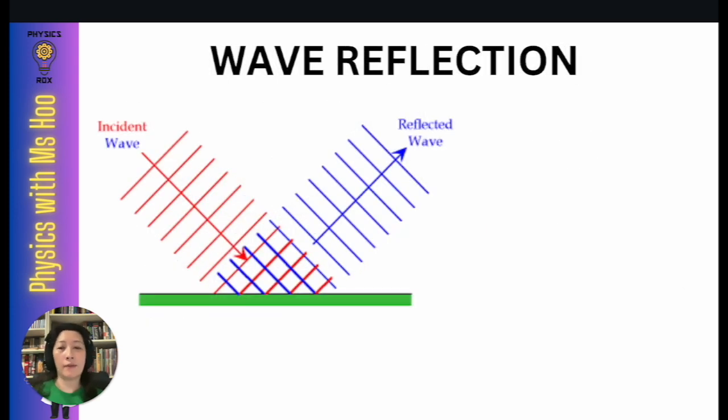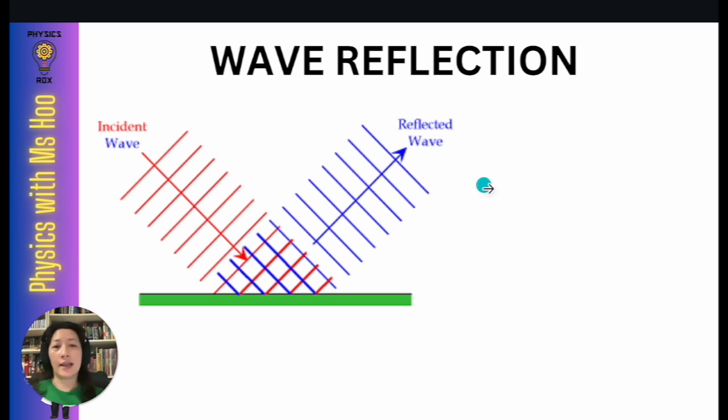In terms of wave reflection, on the slide here we have a diagram that represents water waves undergoing wave reflection. On the left-hand side, we have the incident waves. Incident waves are the ones that come from the source. So these are the wave fronts. The incident wave is traveling in this direction towards the green barrier. When the waves hit this barrier, they get reflected back like so.